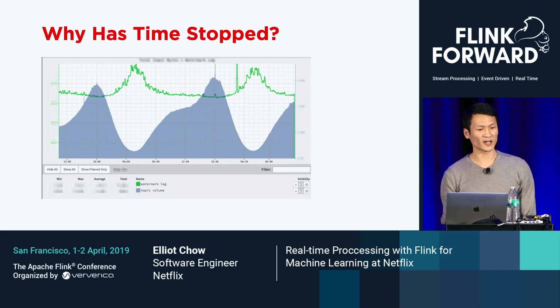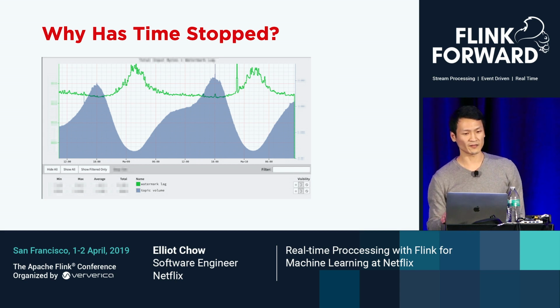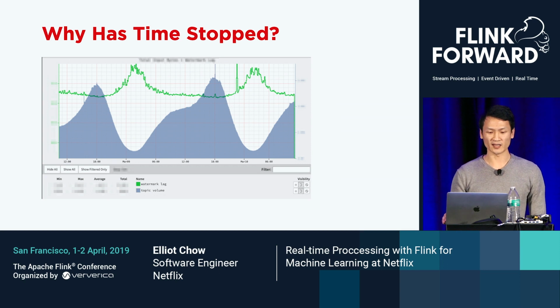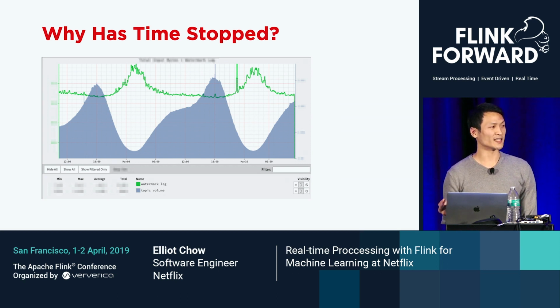where this gray area in the graph is the actual input volume. So you'd expect us to fall behind at the peak time, right? But the green line, which is the lag, normally has some particular lag because that's the out-of-orderness that we specify. But actually, during the lowest points of traffic, the watermark lags even more.